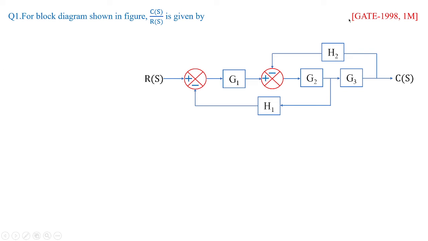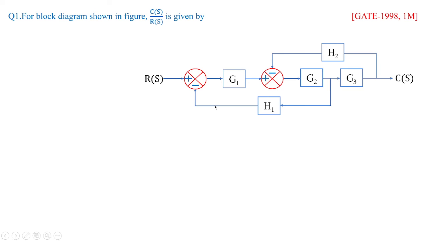Now you see in 1998 for 1 mark in GATE question, a transfer function C of S by R of S is asked. Now these are the blocks which are arranged here. You have parameters G1, G2, G3, and you have feedback paths H1 and H2. Input is R of S, output is C of S. Where G1, G2, G3 are individual gains, whereas H1, H2 are the feedbacks. As of now, this knowledge is enough to solve the problem.